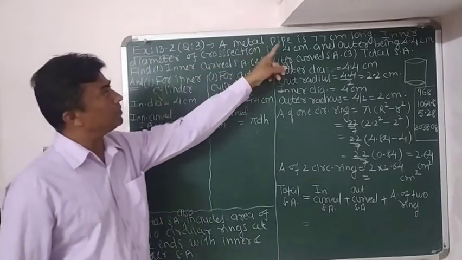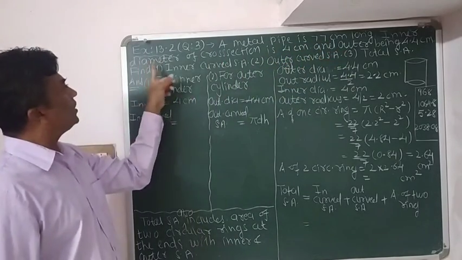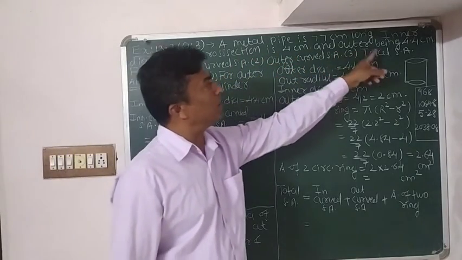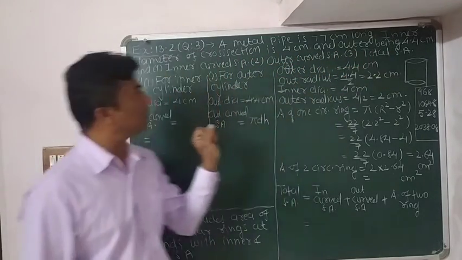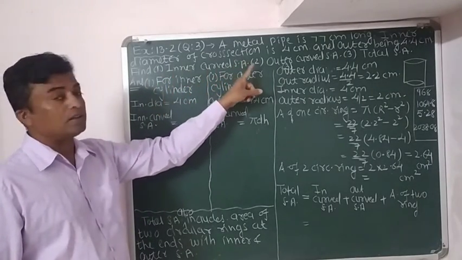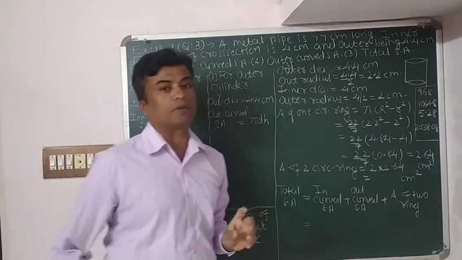A metal pipe is 77 centimeter long and the inner diameter of its cross section is 4 centimeter and the outer is 4.4 centimeter. Our question is: find first, the inner curved surface area; second, the outer curved surface area; and third, the total surface area.